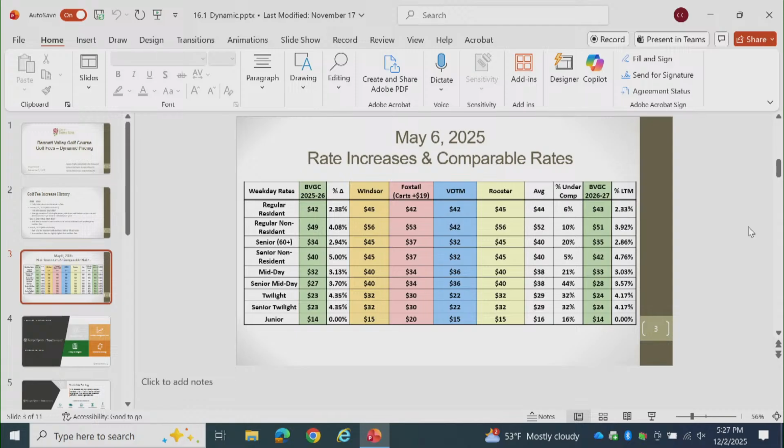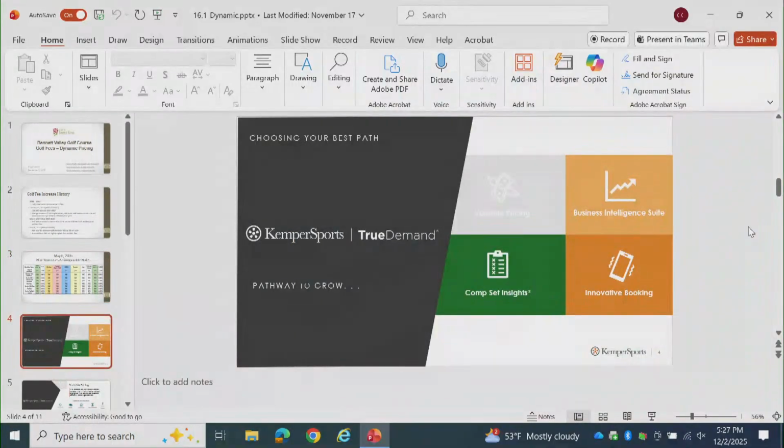rates for rounds. In November, we presented, or Kemper Sports presented, a concept that they've utilized at other courses relating to dynamic pricing. That dynamic pricing strategy includes 4 primary pillars. Those pillars are variable pricing, business intelligence suite, comp set insights, and innovative booking. These are components of software that Kemper Sports owns and operates in an effort to try to increase value of the assets that they're in charge of.